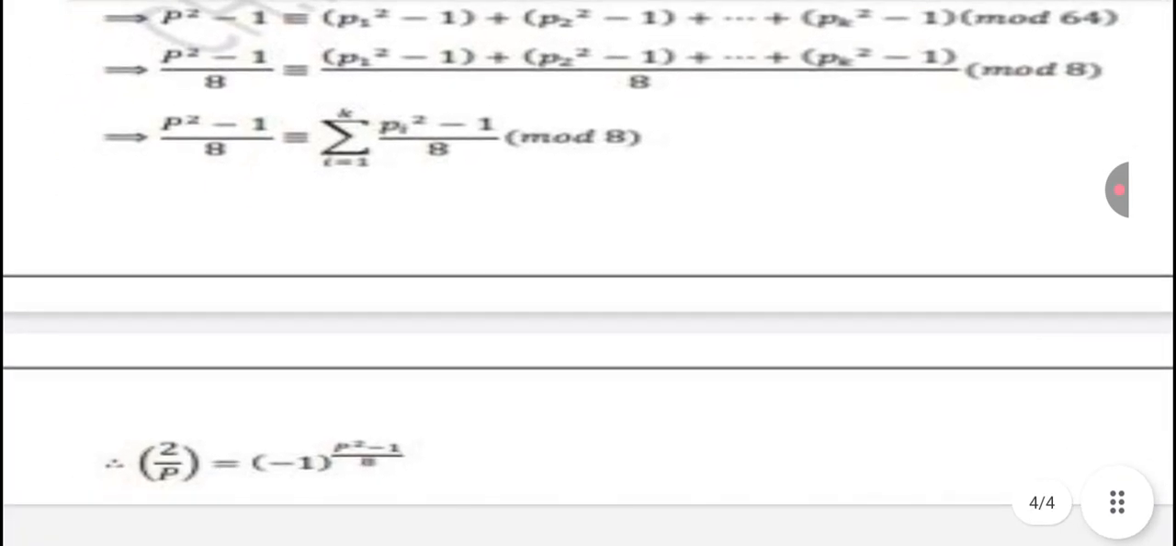So in other words, we can write this as (P square minus 1) by 8 equal to the summation of (Pi square minus 1) by 8 mod 8, i running from 1 to k. Thus finally we conclude that 2 by P, that is the Legendre symbol 2 by P, is equal to minus 1 whole to the power of (P square minus 1) by 8.